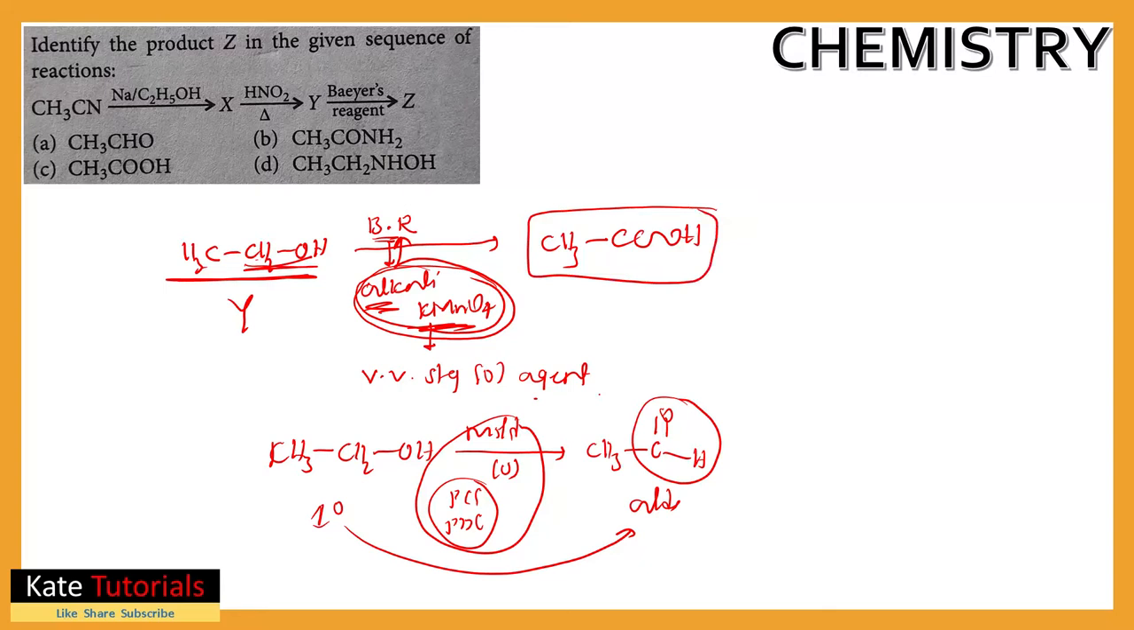So in the options, they have given aldehyde to confuse you. No, we won't get an aldehyde, because we can tell the product only when we know what Baeyer's reagent is. Baeyer's reagent is a strong oxidizing agent. With a mild oxidizing agent we used to get the aldehyde, but since it is a strong oxidizing agent, we won't get the aldehyde. We won't get the amide, and this also we won't get. The answer is option C. We get acetic acid, that is CH3COOH.